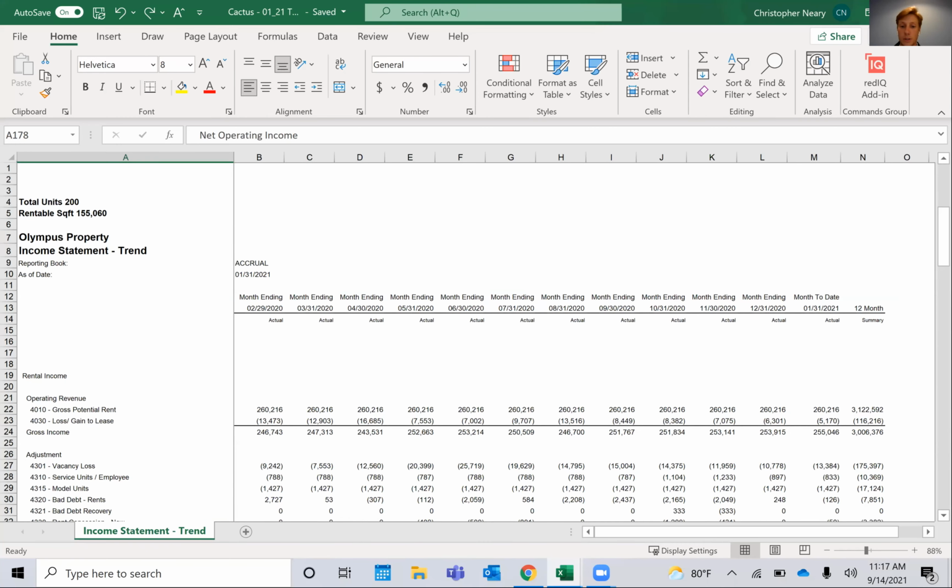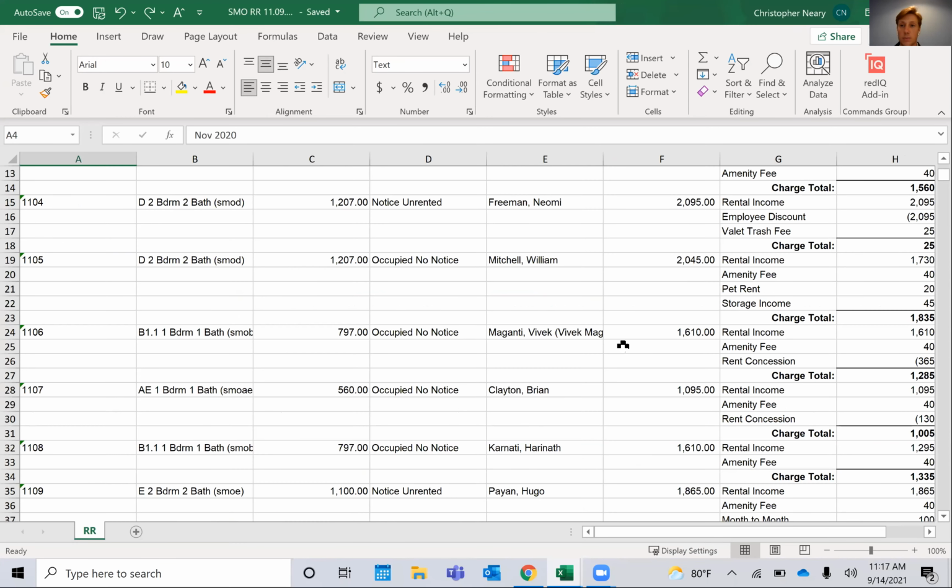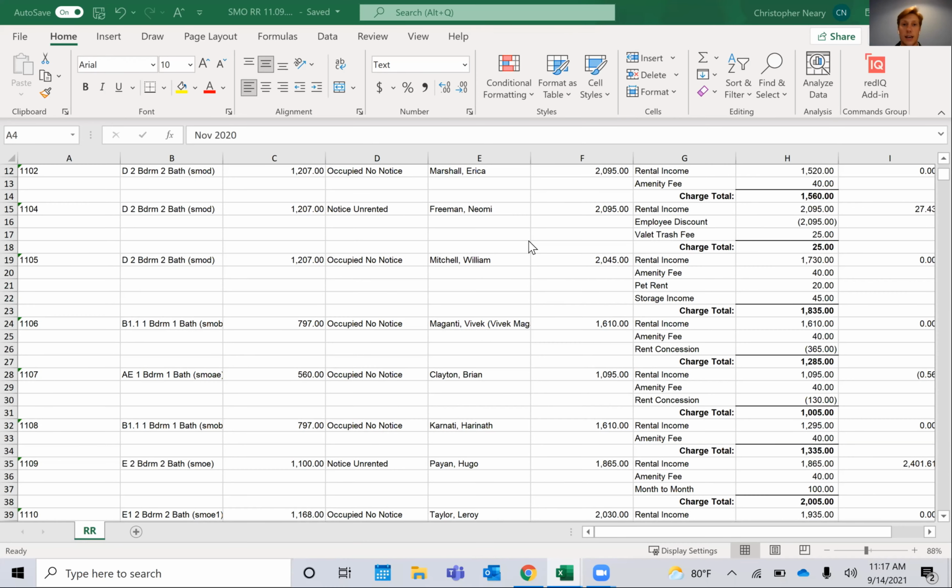Let's move forward. I'm going to share now a rent roll. Are you guys able to see this rent roll? If you can someone just say yes? Okay, I think perfect. Thank you.